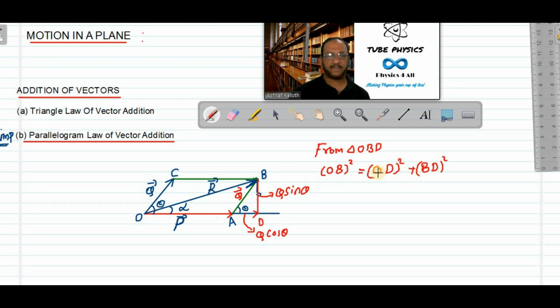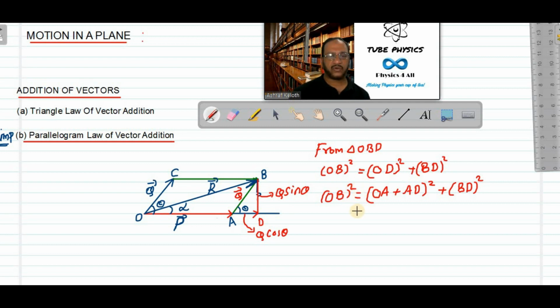Now from the figure, this OD is from here till here. OD I can split into OA plus AD, correct? This OD equals OA plus AD. So instead of OD square, I am writing OA plus AD the whole square, plus BD square. Okay, that is OB square. This is the diagonal of the parallelogram.